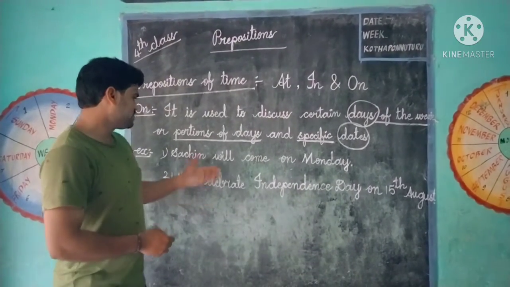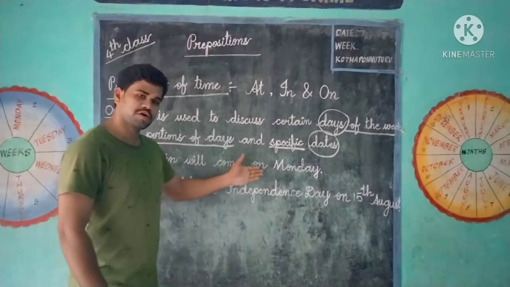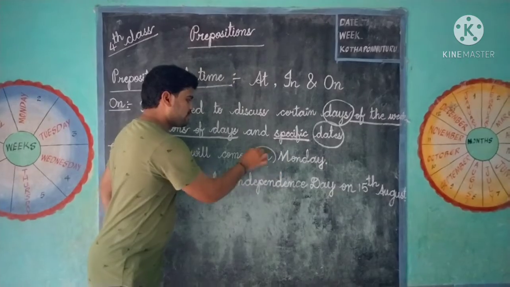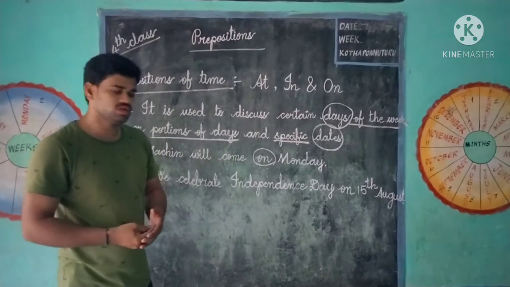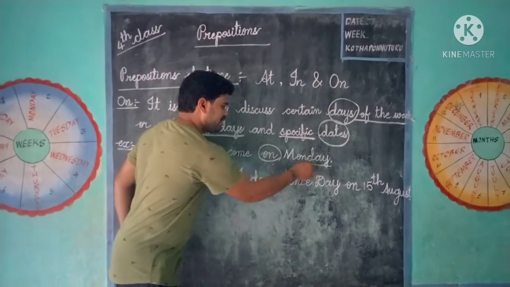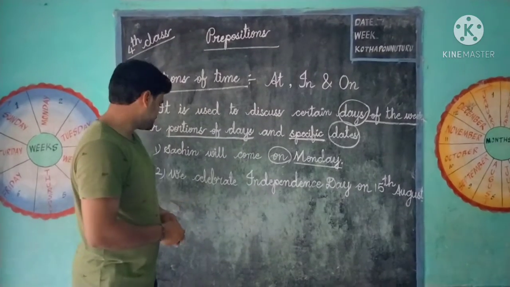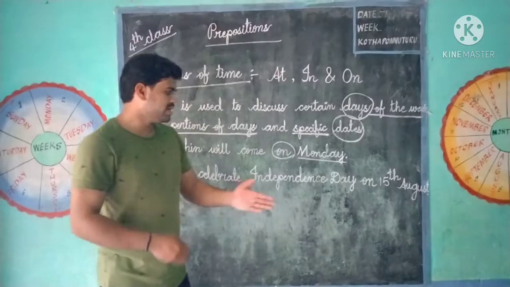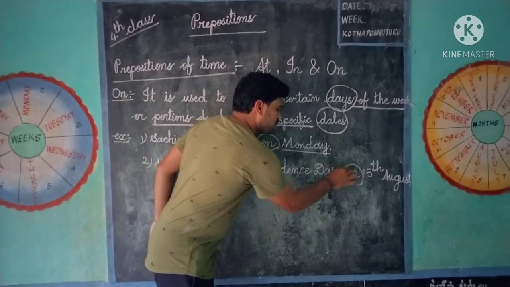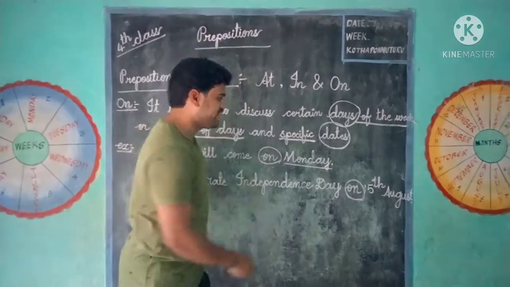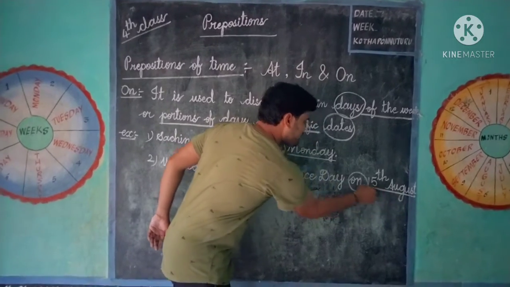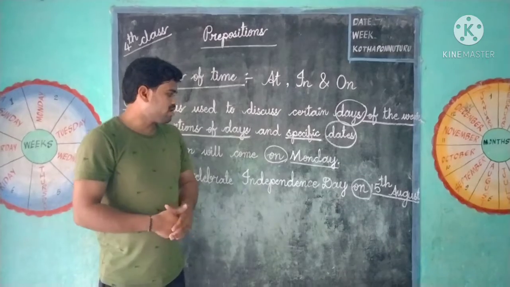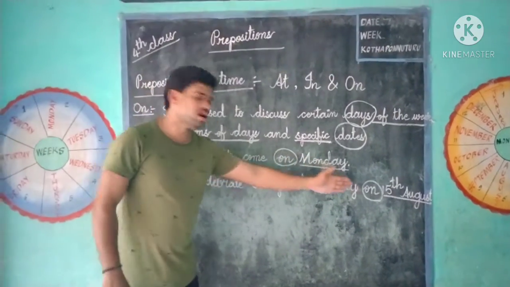Students, the first sentence, Sachin will come on Monday. In this sentence, the preposition is on. Here on is used before the day, Monday. In the second sentence, we celebrate Independence Day on 15th August. In this sentence, the preposition on is placed before the date. Here the date is 15th August. So here on is used to talk about a day and a date.